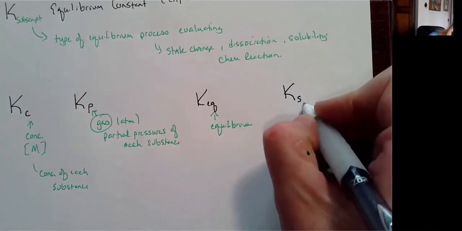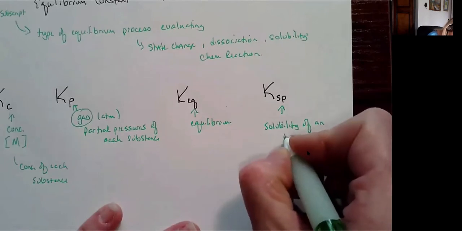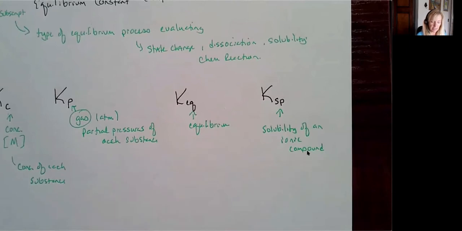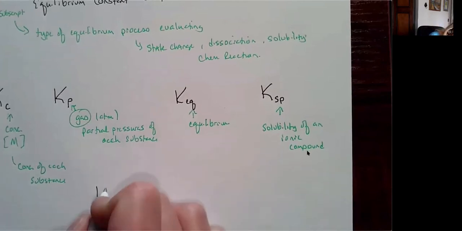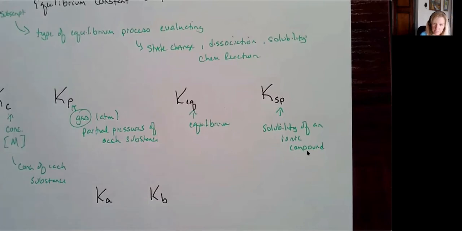Ksp, and sp means solubility of an ionic compound. So now we can apply this equilibrium to solubility. I take an ionic compound, I drop it in water, maybe it doesn't dissolve completely, and I have some equilibrium where I have some ions in solution and some that has not dissociated. So that's another K. I could have Ka and Kb, and these kind of go together, and we're going to do this in the next chapter.